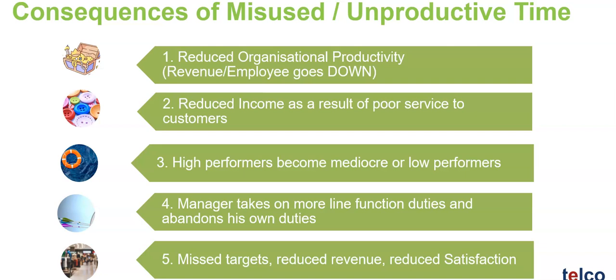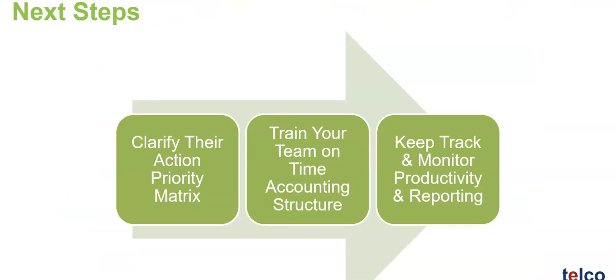The next thing is that managers take on more line function duties and abandon their own duties in an attempt to make up for the low productivity in their department. And finally, this leads to missed targets for the department and the organization as a whole, reduced revenue, and therefore reduced satisfaction. Not just reduced satisfaction from customers, but reduced satisfaction from employees because their pay doesn't go up as much. But all of this is because of lack of productivity.